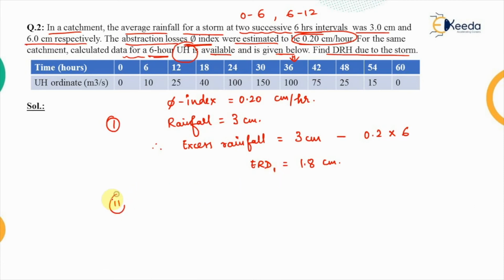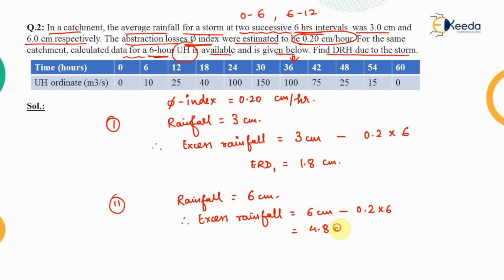that is the effective rainfall depth for the first rainfall. Correspondingly for the second one, the total rainfall was 6 centimeter. Therefore the excess rainfall was 6 centimeter minus 0.2 into 6, because of the duration of the storm. From here the result that we are getting is 4.8 centimeter. This is the effective rainfall depth in this second case.